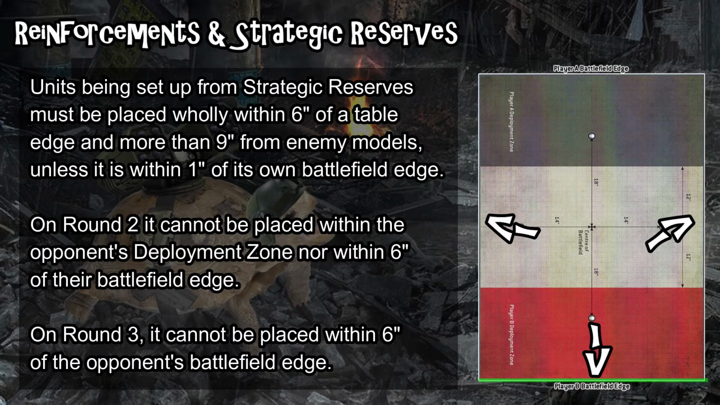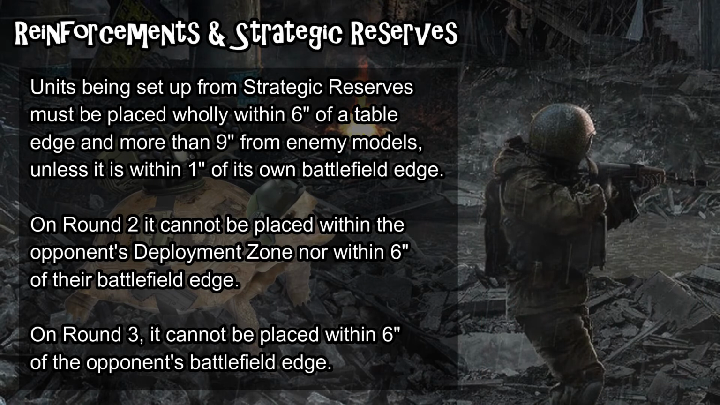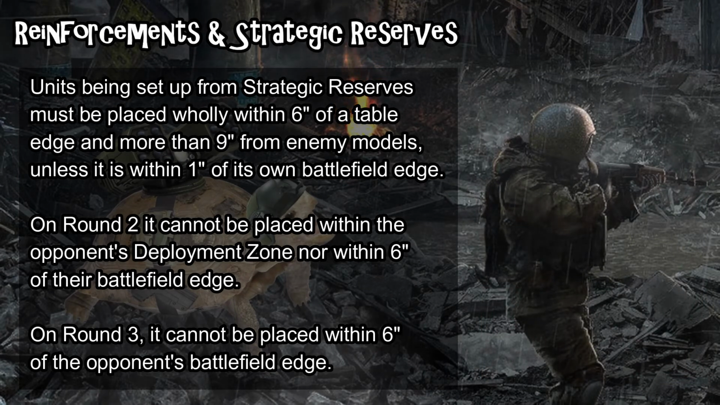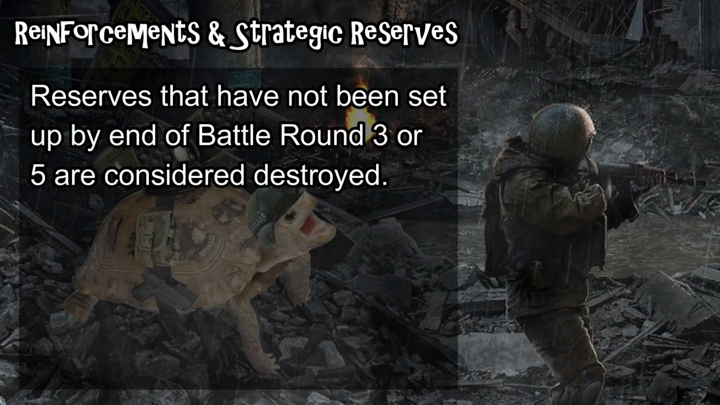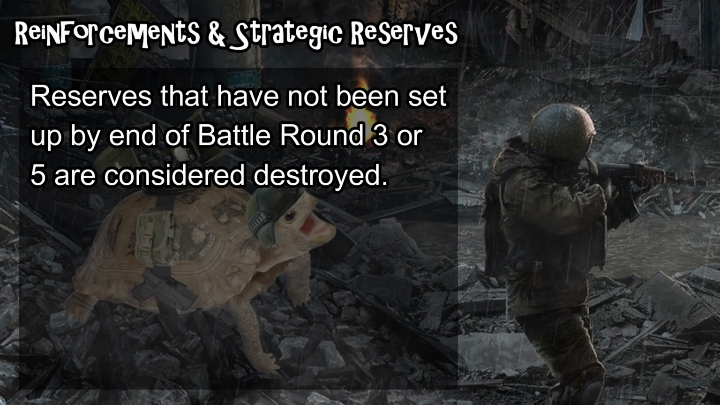Once all of the reinforcements that you wish to place that turn have been placed, you move on to the psychic phase as normal. However, if it is battle round 3, and you still have reinforcement units that have not been placed during that reinforcement step, then they will be destroyed at the end of that battle round. In addition, if you have any additional reinforcements that haven't been brought in by the end of battle round 5, they are also destroyed. There's essentially 2 walls during the game during which any reinforcements left in reserve will be destroyed.